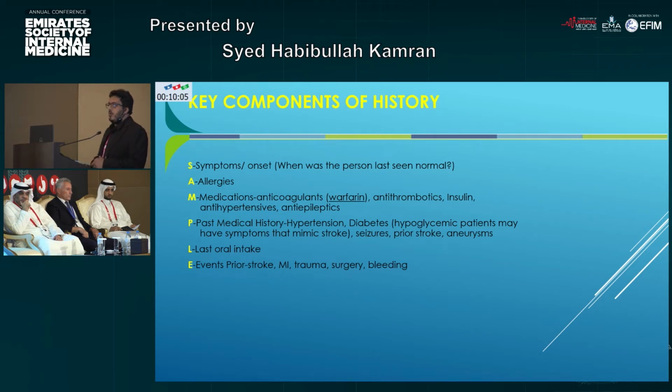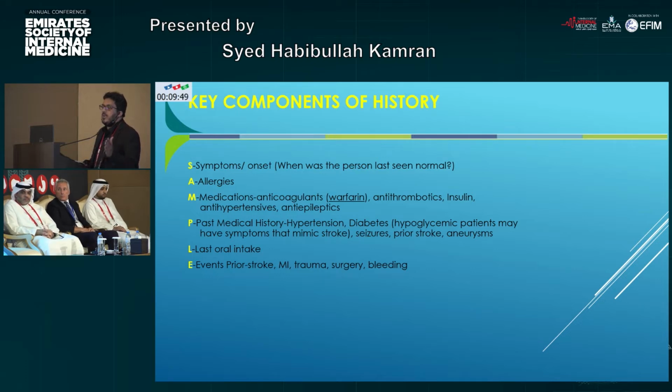What are the important questions in the history we need to ask? The most important thing is when the patient was last seen normal. For example, if the patient slept at 10 o'clock at night and woke up at 6 o'clock, we calculate from 10 o'clock at night. This is very important because our window period is up to 4.5 hours. And how the symptoms started, because in stroke, for residents and students, the most important thing is onset, whether it is sudden onset or not.